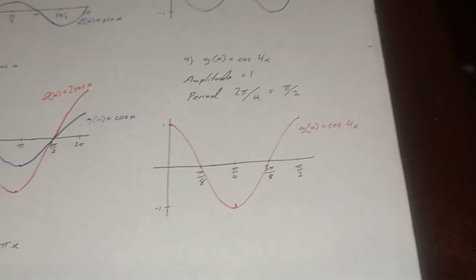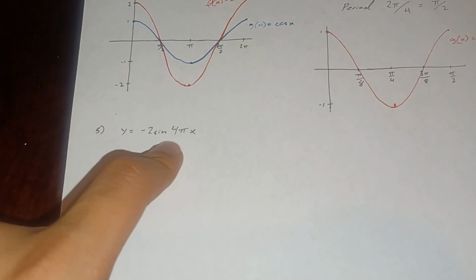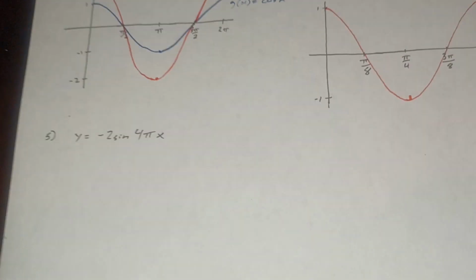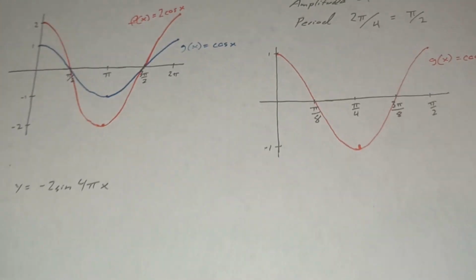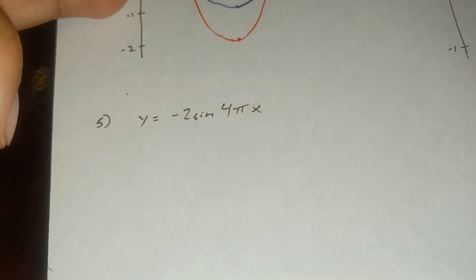So that's how you do number 4. Let's go ahead and move on to the last one, which is y equals negative sine 4 pi of x. So this one is going to be a little different, kind of the same as the last one, but a little different. So let's go ahead and solve this one. So we'll graph this one.